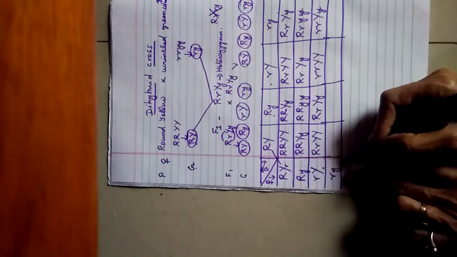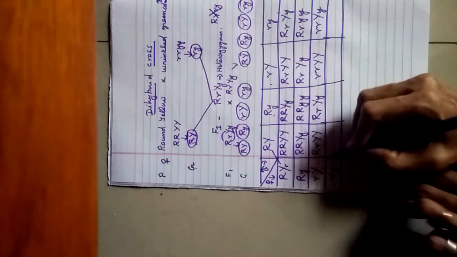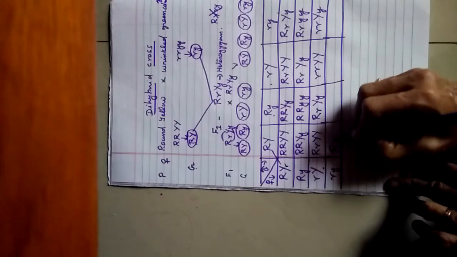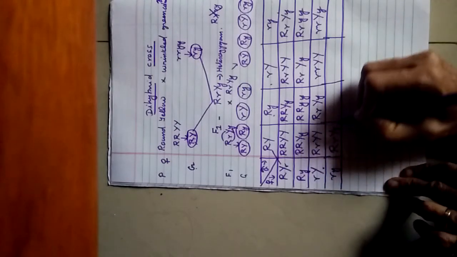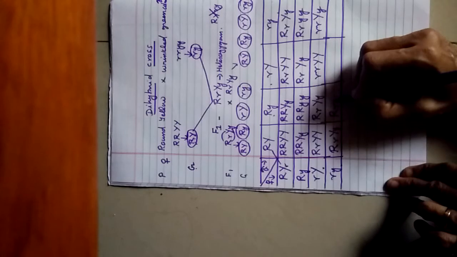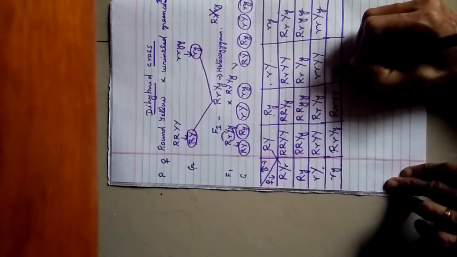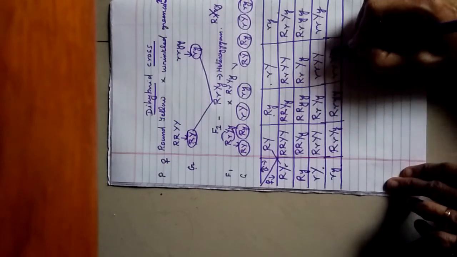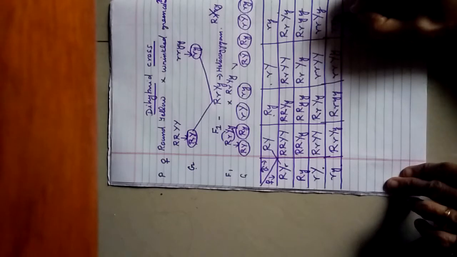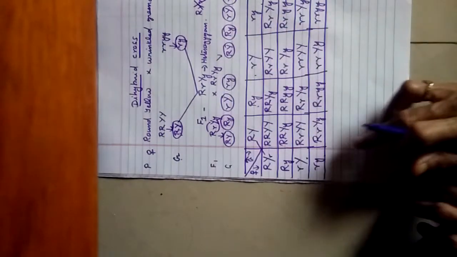Now the last gamete, we have to cross it with all four. So capital R, small r, capital Y, small y; capital R, small r, small y, small y; small r, small r, capital Y, small y; small r, small r, small y, small y. Now this is called a Punnett square.